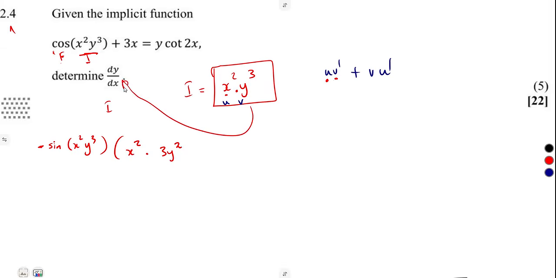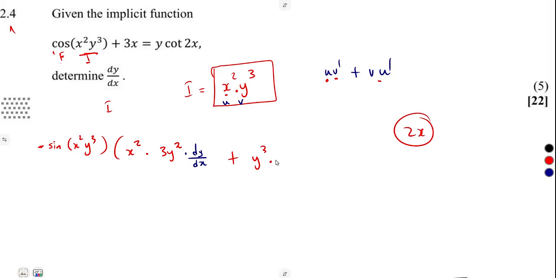But remember, with respect to x, you must multiply this one by dy/dx, since it is of y. That's plus our v. Our v is y cubed times the derivative of u, which is x squared. That's going to give us 2x, so that's times 2x here. There is no need to multiply by dy/dx because it is of x. We already have x on that.